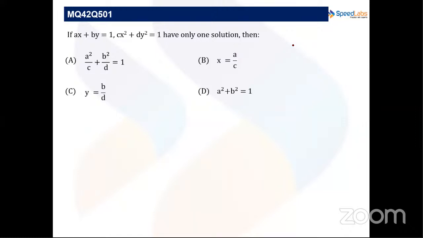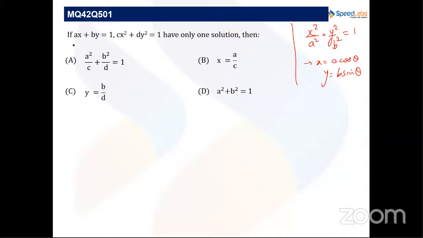The basic equation of ellipse we know is x square upon a square plus y square upon b square equals to 1. Parametric coordinates: x equals a cos theta, y equals b sin theta. Here, theta is the eccentric angle. Let's start with our first question.